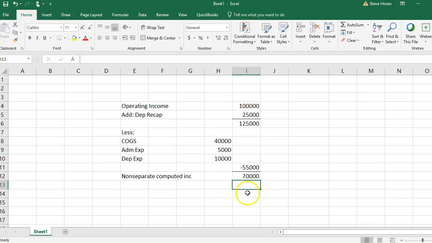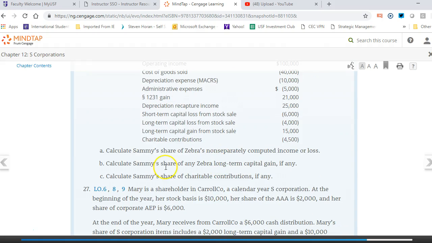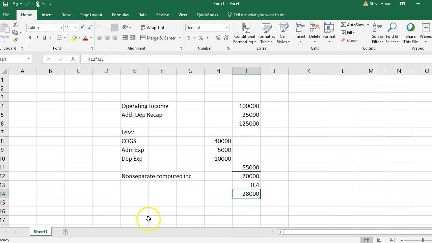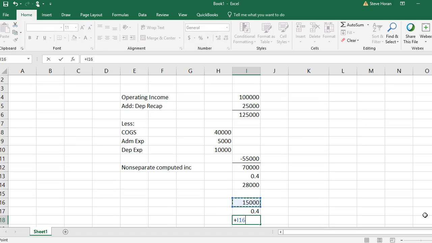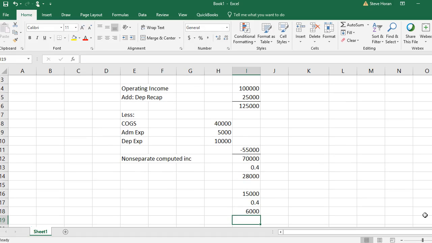Okay, and then the question is, what is Sammy's share? Well, Sammy is a 40% owner, so multiply 70 times the 0.4, and the answer is 28,000. So letter A, Sammy's share is 28,000. Letter B, calculate Sammy's share of any long-term capital gain, if any. So take a look here at what's there for the long-term capital gains. Right here we've got the $15,000 long-term capital gain. So letter B is simply 15,000 times the 0.4, and we get the answer, which is 6,000.